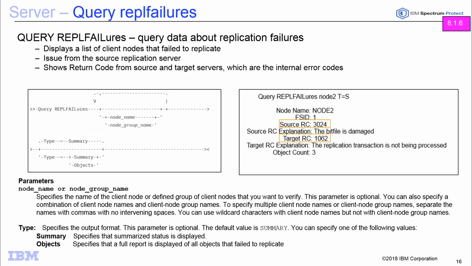The next enhancement in 8.16 has to do with the query REPL failure. This is a new command which will list the client nodes that failed to replicate. And when you issue this query REPL failure, you'll get a source return code and a target return code in the output. And these are the return codes from the Spectrum Protect server. There are internal error codes, and they'll help us understand why that replication might have failed. You can issue this command for either a node or a group of nodes, and you can choose to either have just a summary of the failures, or you can see the individual objects that failed as well.